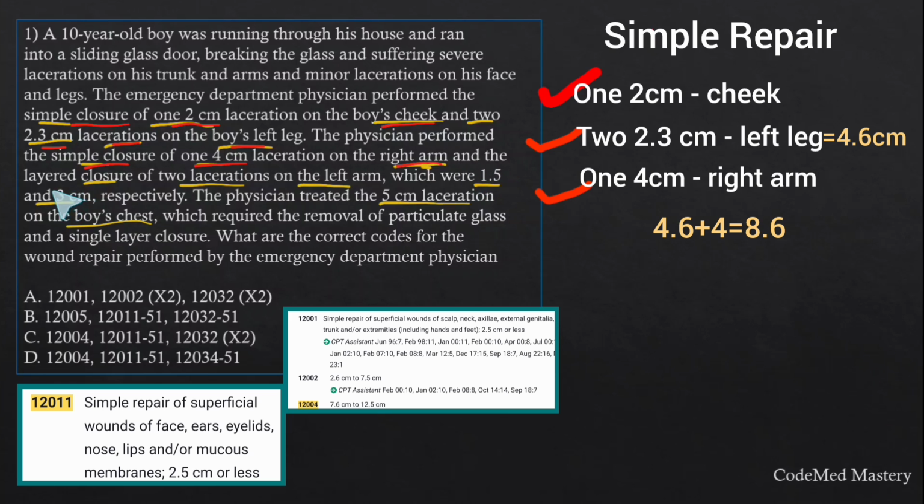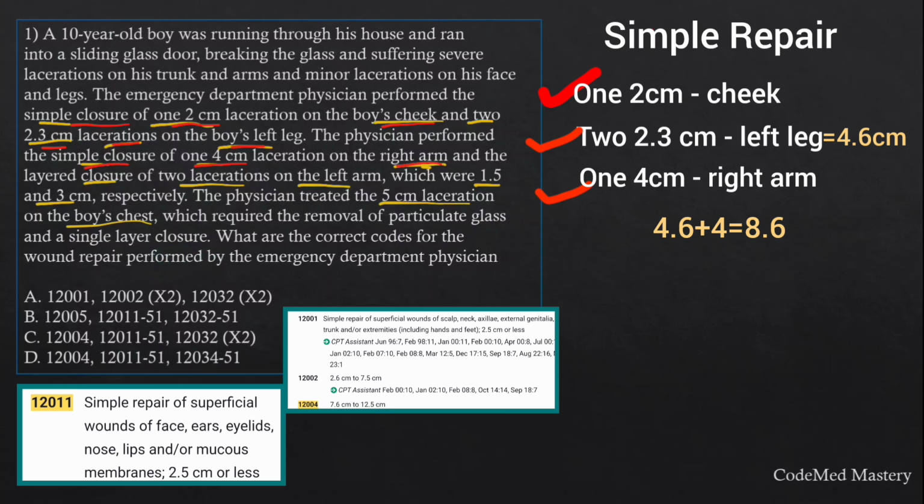Next, they have given the layered closure of 2 lacerations on the left arm, which were 1.5 and 3 cm respectively. So, layered closure means intermediate repair. And they have mentioned physician treated the 5 cm laceration on the boy's chest, which required removal of particulate glass and a single layer closure. So, this is also intermediate repair.